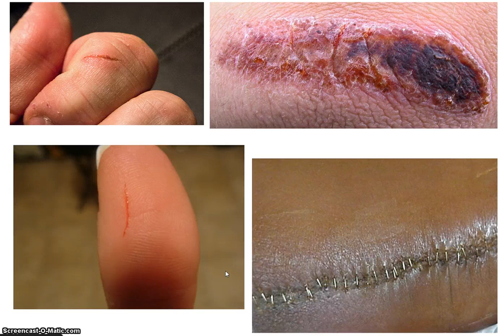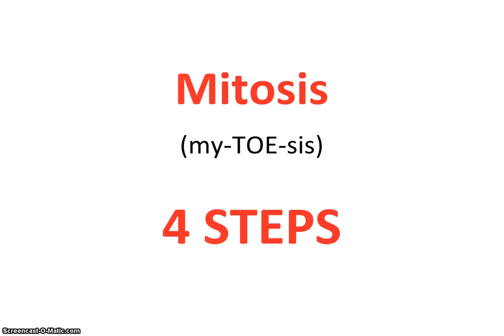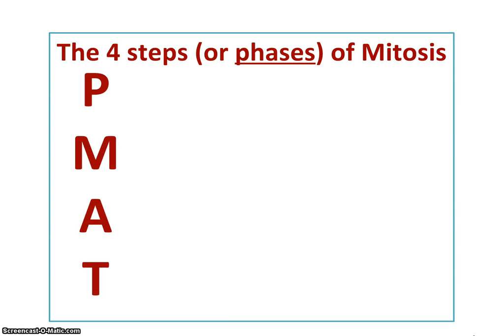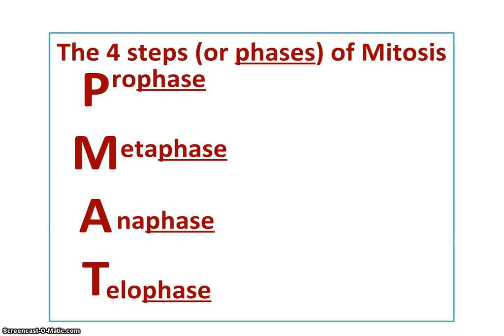So that's what we're talking about today, how do cells make more of themselves so that we can grow and so that we can heal. The process is called mitosis. It happens in 4 steps. Those 4 steps are called prophase, metaphase, anaphase, and telophase. A phase is just a step.